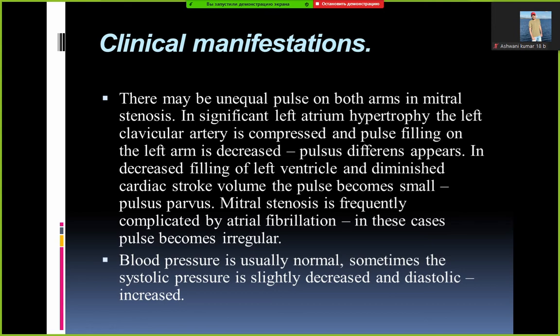Mitral stenosis is frequently complicated by atrial fibrillation. In this case, pulse becomes irregular. So it means that mitral stenosis may be characterized by unequal, parvus and irregular pulse with presence of pulsus differens. Blood pressure is usually normal. Sometimes the systolic pressure is slightly decreased and diastolic may be increased.